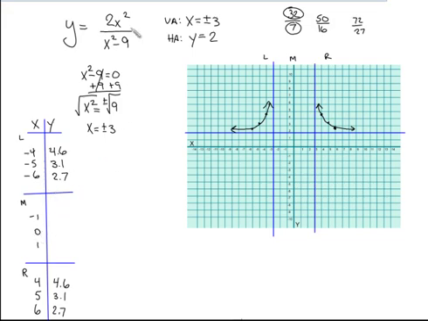If I plug in 0, I get 0 over -9, which is 0. If I plug in 1, I get 2 over -8, which is -1/4, or -0.25. If I plug in -1, I also get 2 over -8, which is -0.25. And so what I get is 0, 0. I get 1, -1/4, -1, -1/4.